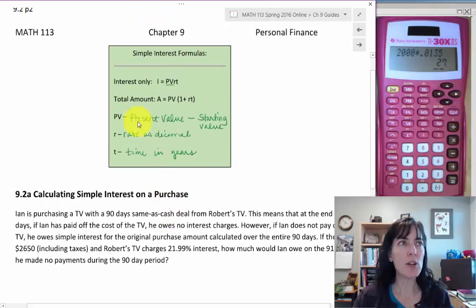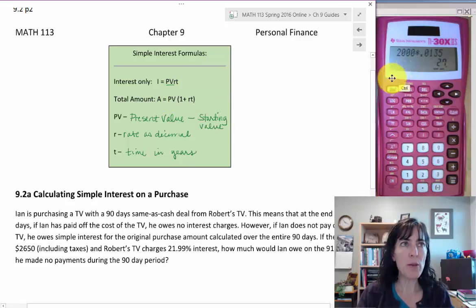Oh, and so then our second formula gives you the total amount that you have in your account. So the total amount. And that would have been nice if we'd used it on the previous problem. It looks a little bit different. It's A equals PV times (1 plus RT).